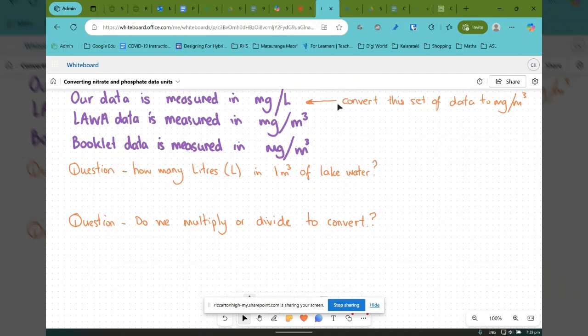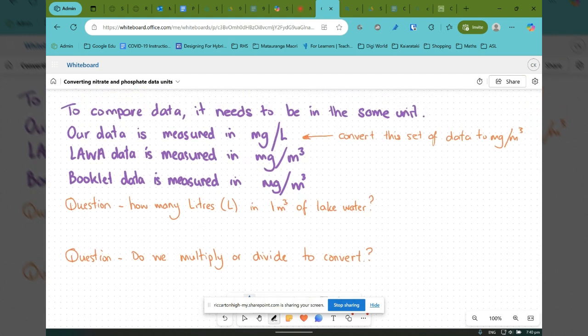Kia ora. Today we're going to look at converting nitrate and phosphate data units so that when we compare our data with the LAWA data and the data that's in the booklet, we're comparing the same units and it's easier to write about. So our data is measured in milligrams per litre.